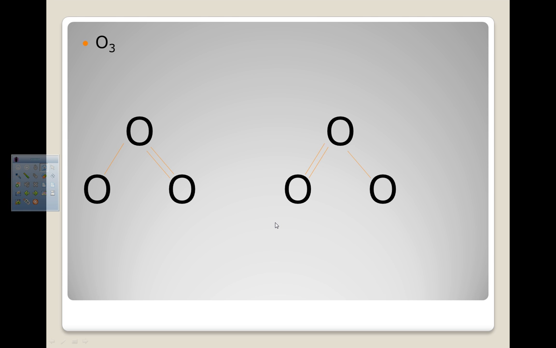Here's ozone. I'm going to pass around a Jacob's ladder, which is a good example of an ozone molecule, because you could draw it with a double bond on the right, or you could draw it with a double bond on the left. And that means that, like Jacob's ladder, ozone is really good at absorbing energy.